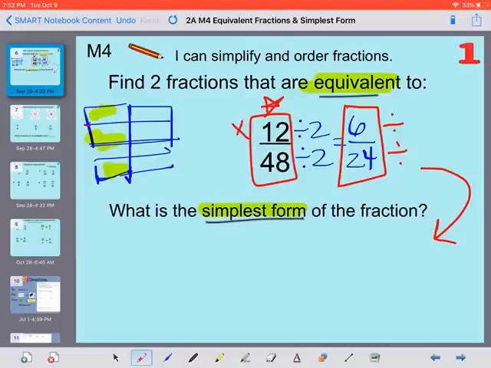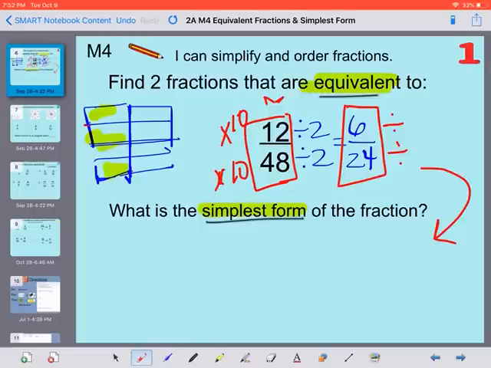But if we wanted to go the other way and multiply by a number, it doesn't matter what number it is, as long as it's the same number in the numerator and in the denominator. So if you want to multiply by 2, great. If you want to multiply by 5, great. If you want to multiply by 10, great. Doesn't matter, as long as it's the same number on the top and the bottom.